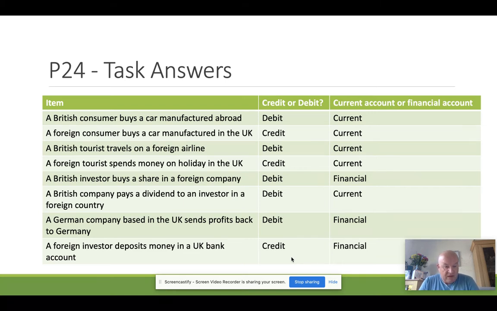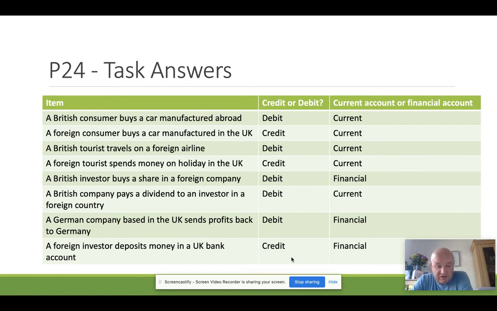Okay? So next one, a foreign tourist spends money on a holiday in the UK. Again, it's sort of an opposite, isn't it? Okay, that would be a credit, because the foreign tourist would have had to take some of their currency, convert it into pounds, and that would be a credit in our country, because they're spending money in our country, and that would be on the current account.